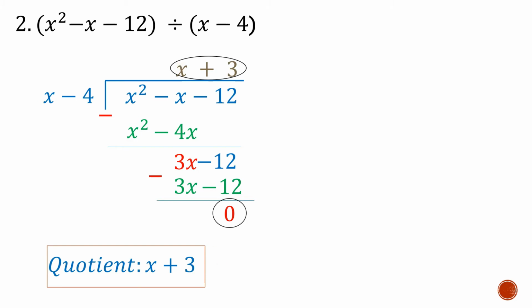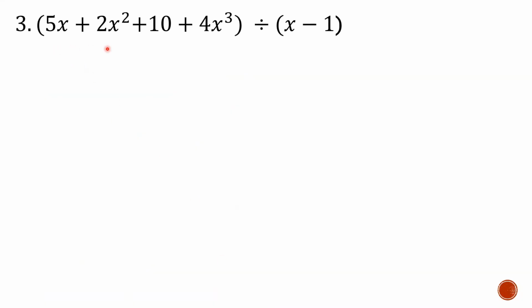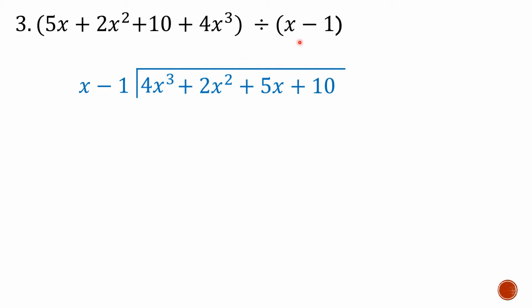Next example. If you have 5x plus 2x squared plus 10 plus 4x cubed divided by x minus 1, what would be the quotient? Here, as we can see, the exponents of x are not arranged from highest to lowest. So we will arrange this one first, starting with 4x cubed, followed by plus 2x squared, followed by plus 5x, and then plus 10. Okay, now that it's arranged, 3, 2, 1, 0. Based on the exponents, we will put the dividend here and then its divisor, which is x minus 1.